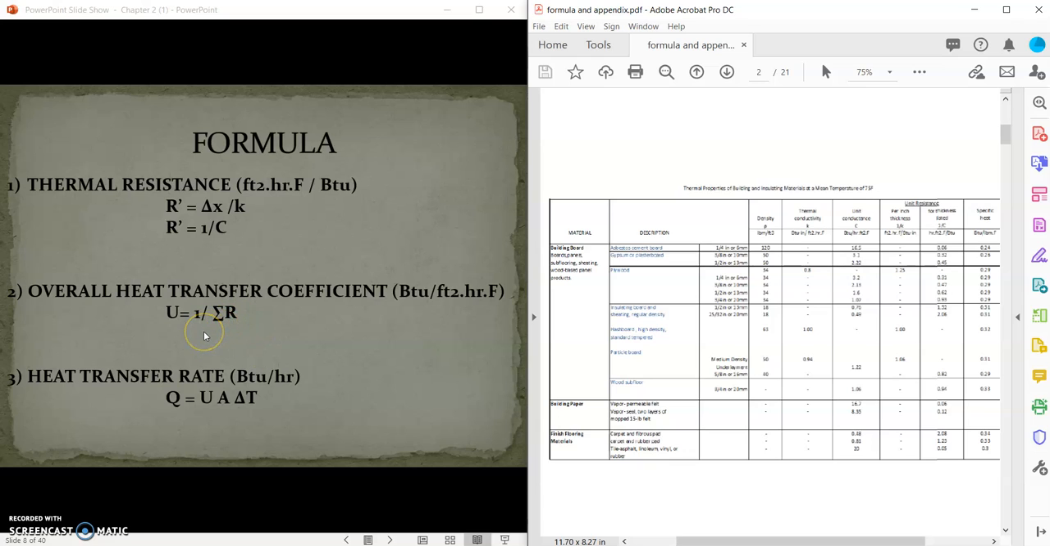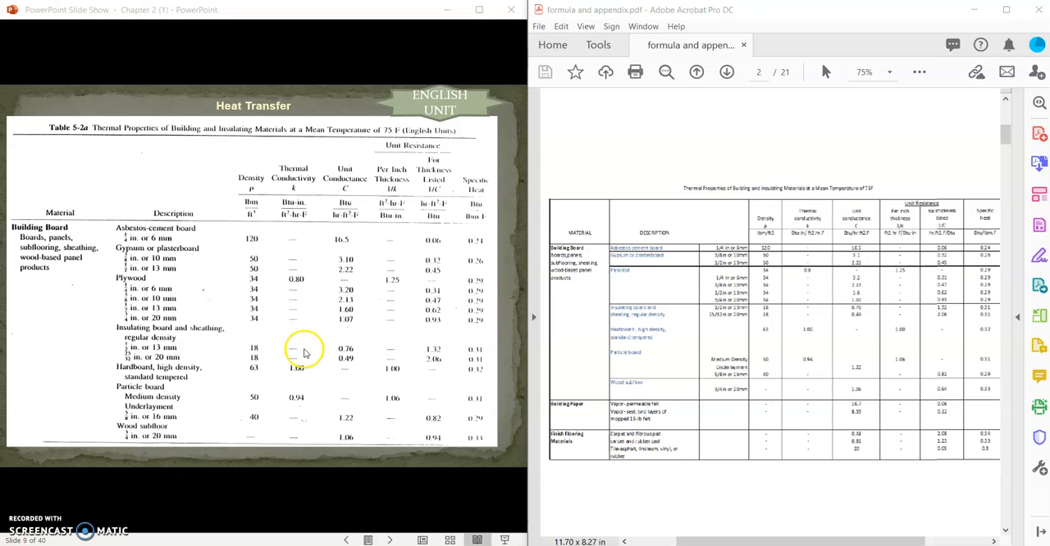So then after we calculate the U, we are going to calculate the heat transfer rate. Heat transfer rate Q is equal to U, the overall heat transfer coefficient, times A, which refers to the area, and then times delta T, the difference of the temperature. So the next slide is the same as page 2 until page 7.